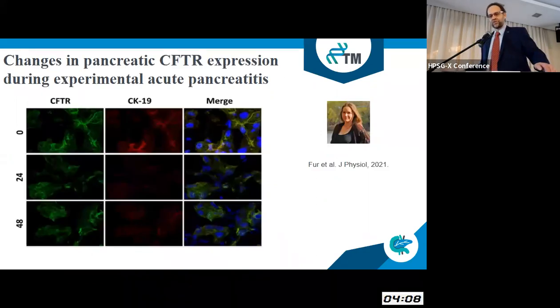Of course, the question also arises how acute pancreatitis itself may affect CFTR expression. So we've tested how CFTR expression is changed during the course of acute pancreatitis. CK19 is just a ductal marker. As you can see, in control animals there's a nice structure, whereas in acute pancreatitis animals at 24 and 48 hours, there's disturbed expression. This nice structure is completely disorganized.